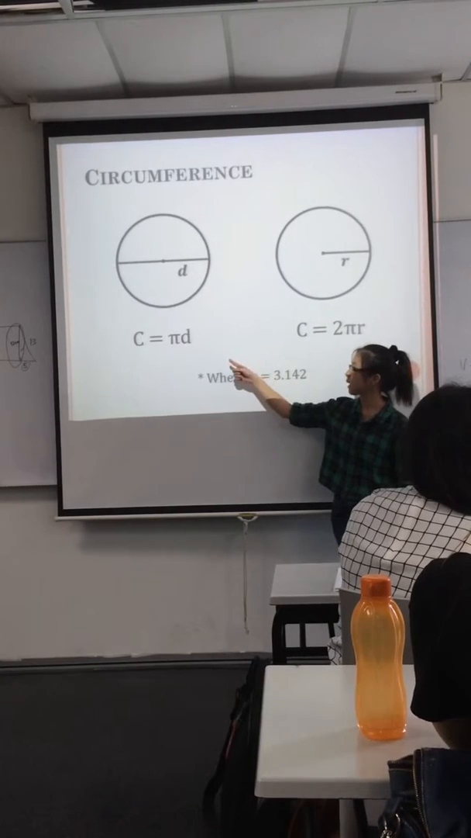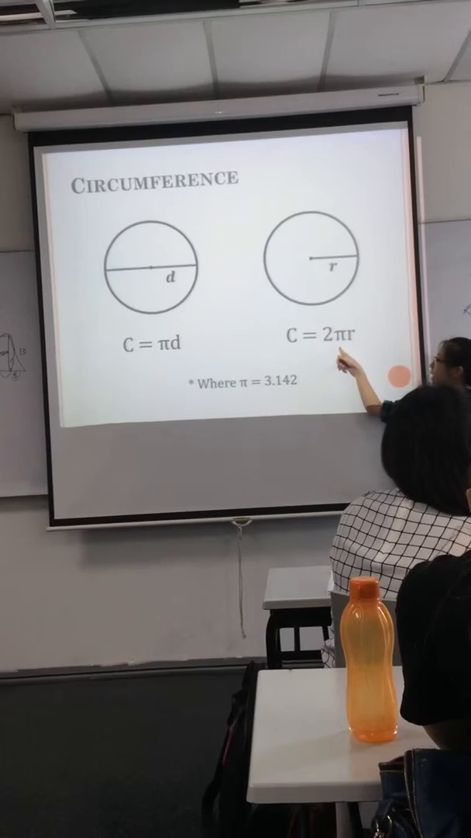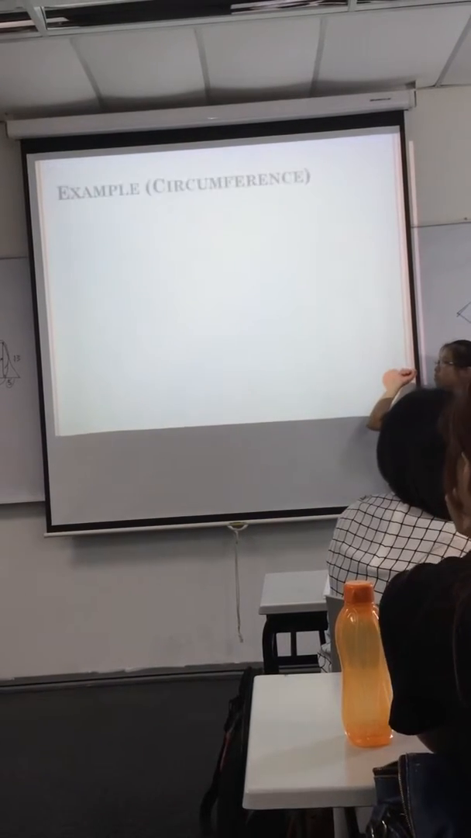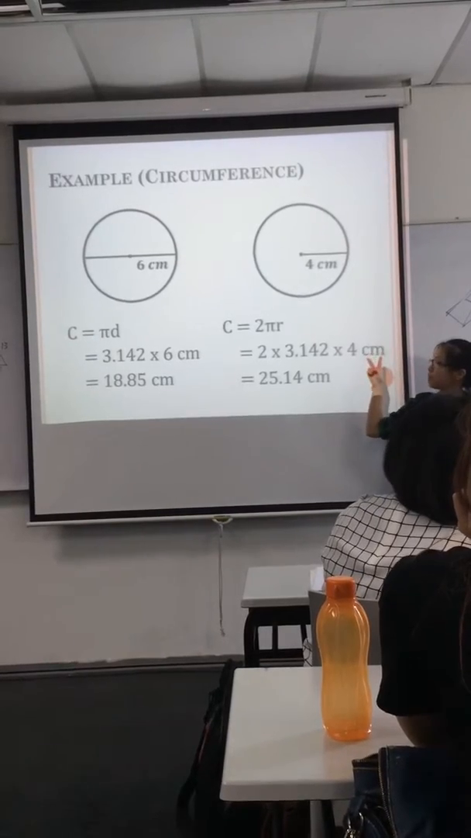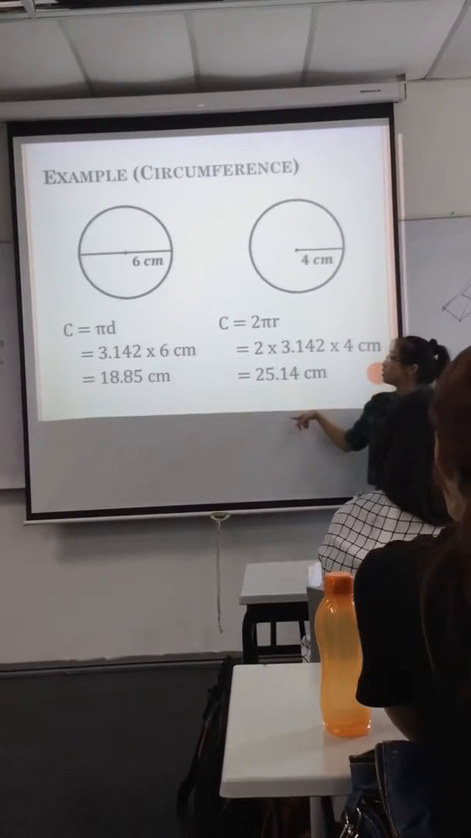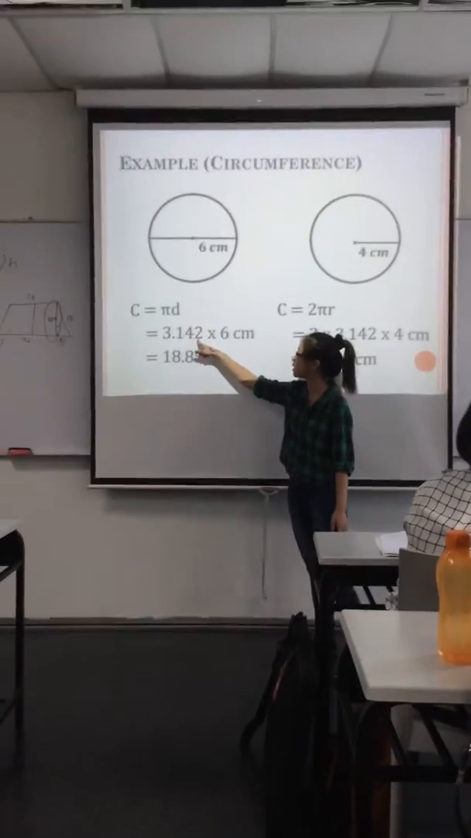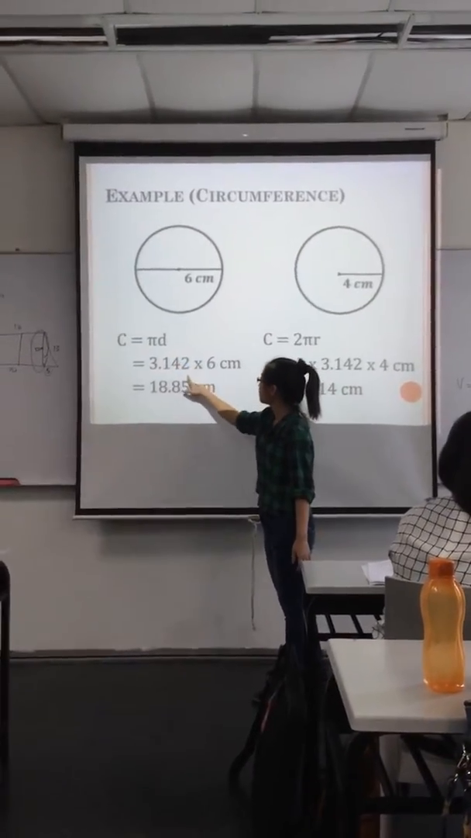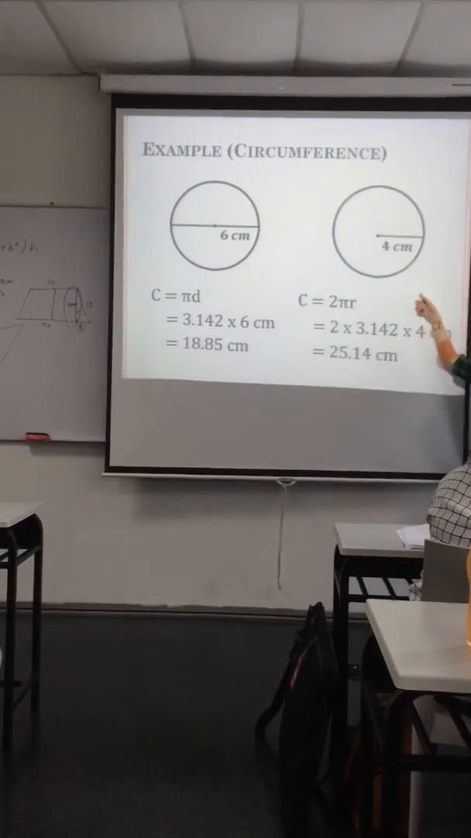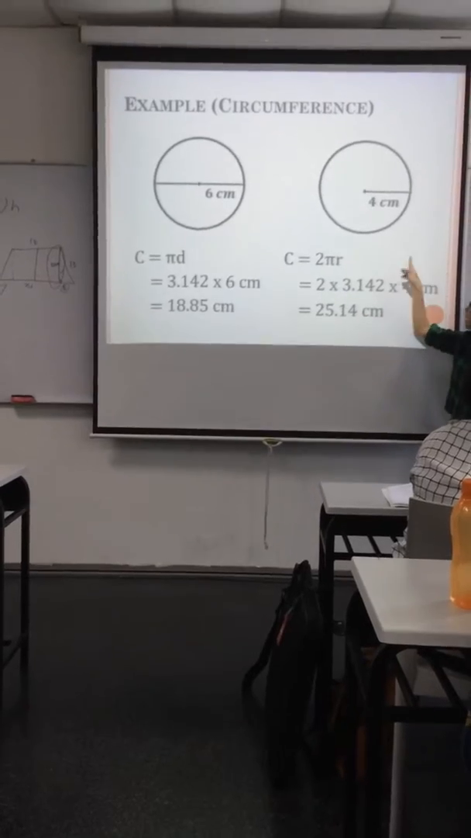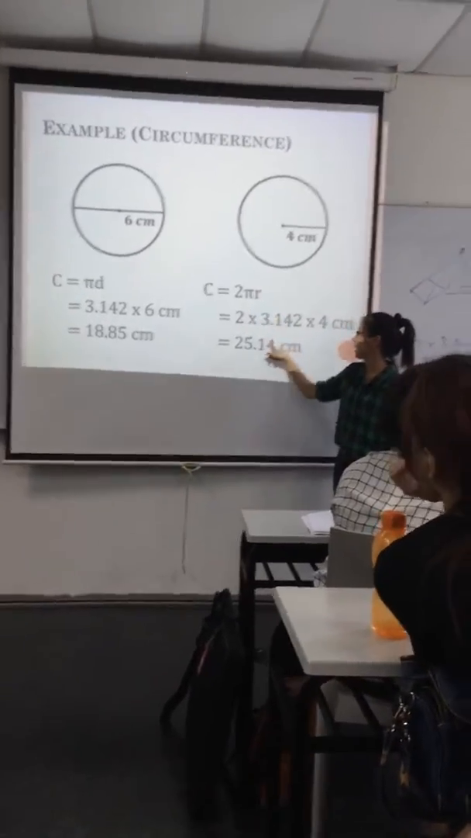Formula. One is pi d, which is diameter. One is 2 pi r, radius. Here are two examples using two different formulas. If the question is given diameter, then we use the first formula, pi d, and sub all the information and get the answer. And if the question gives radius, we use the second formula and get the answer.